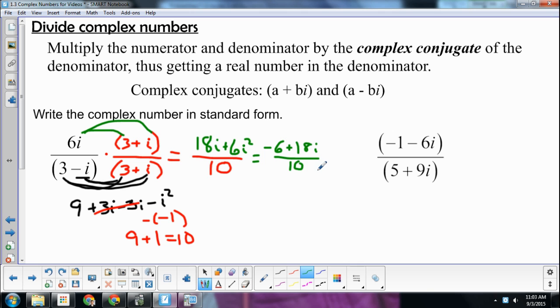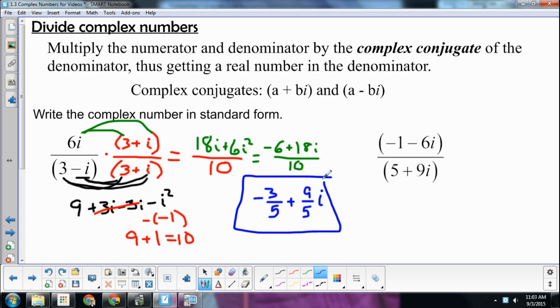The last thing I would do here is I'd probably simplify. If I could reduce fractions, I would. 10 is being divided into both of these terms. So it's negative 6 divided by 10 and 18i divided by 10. Negative 6 over 10 can be simplified to negative 3 over 5. 18 over 10, well, let's see, that's going to be 9 over 5, because 2 goes into this 9 times and 2 goes into this 5 times. And this one has the i next to it. So negative 3/5 plus 9/5 i, there's our complex number in standard form. Again, real part plus imaginary part.